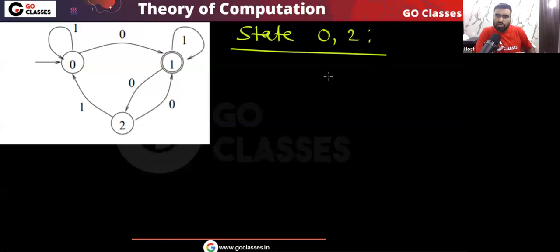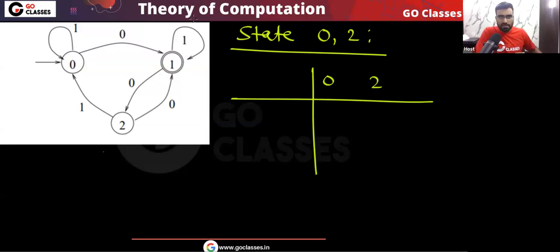In this DFA, tell me which states you will check. Will you check 1 comma 2? No, you will not check, because this is final, this is non-final. They are definitely not equivalent. States 1 and 2 are not equivalent. States 1 and 0 are not equivalent. So what will you check? You will only check the state 0 comma 2. Yes or no? Is this clear? These 2 states you will check.